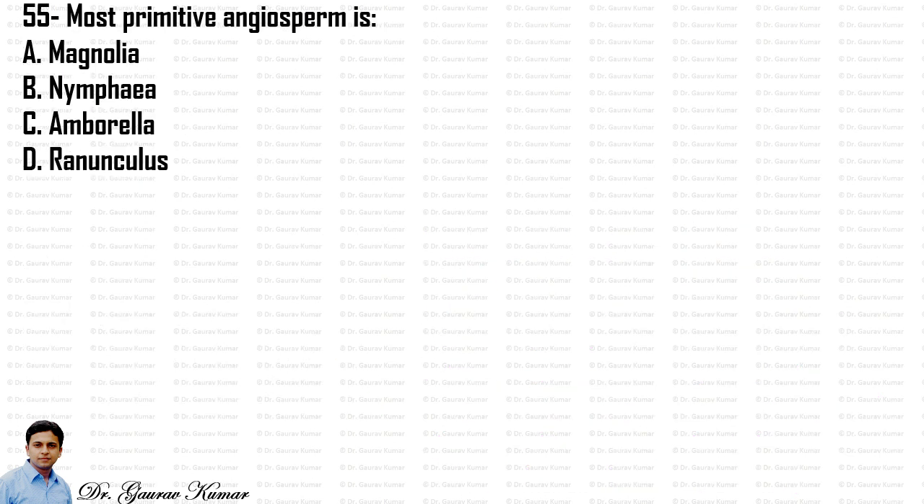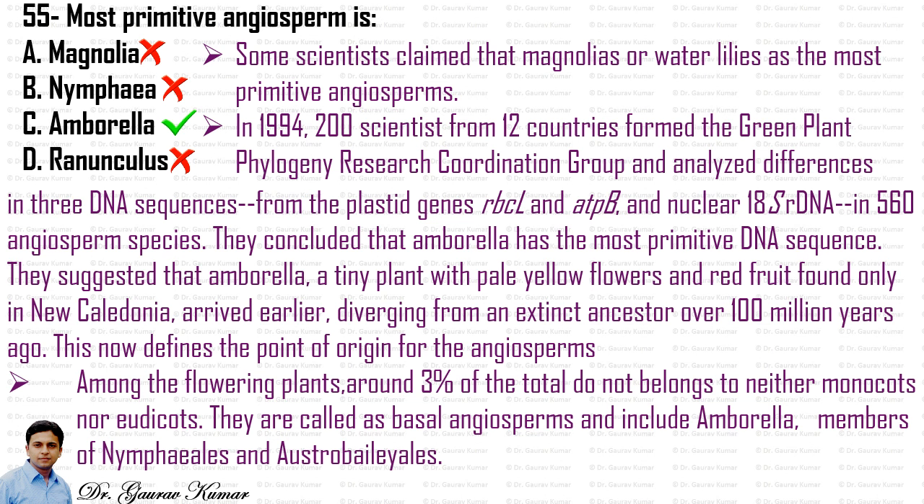Next question, most primitive angiosperm is. So if you are just asked to mark this question, most of you will mark Magnolia, because Magnoliaceae is considered the most primitive angiosperm family. But here is a twist. The answer is Amborella. Why? Because some scientists claimed that magnolias or water lilies are the most primitive angiosperm.